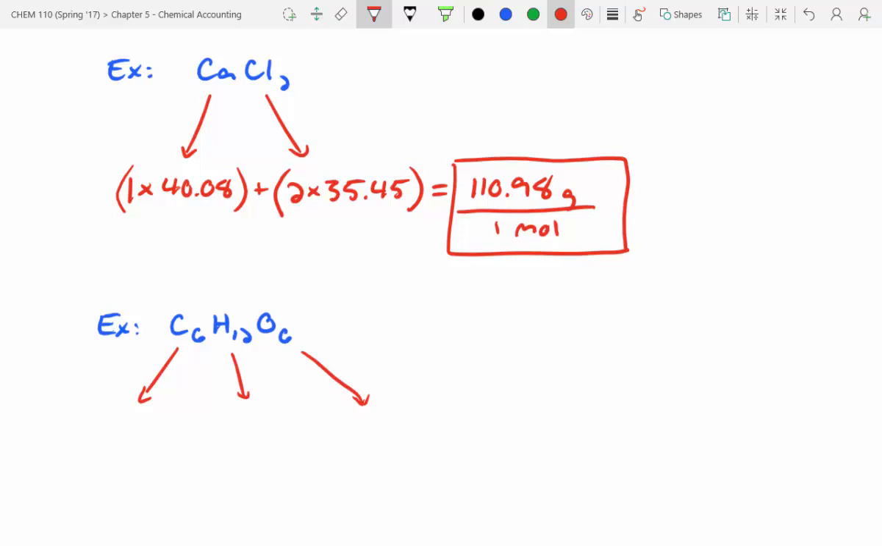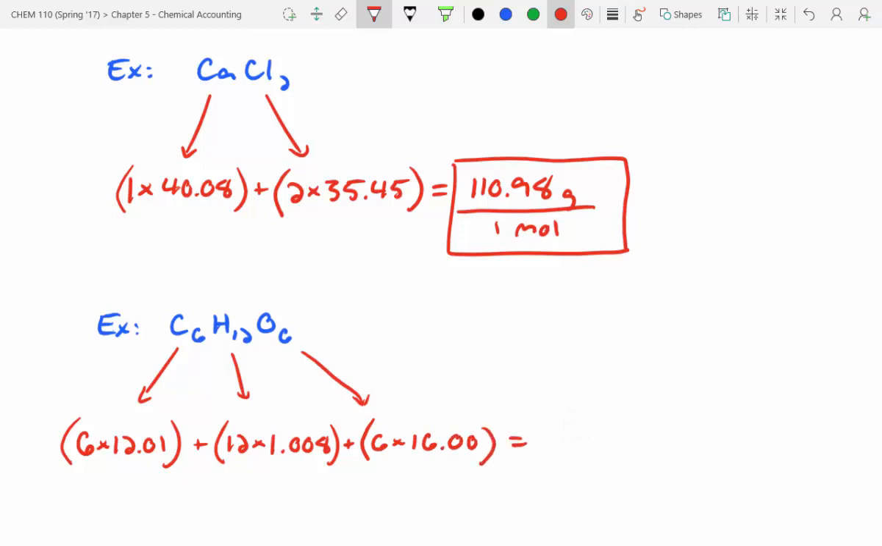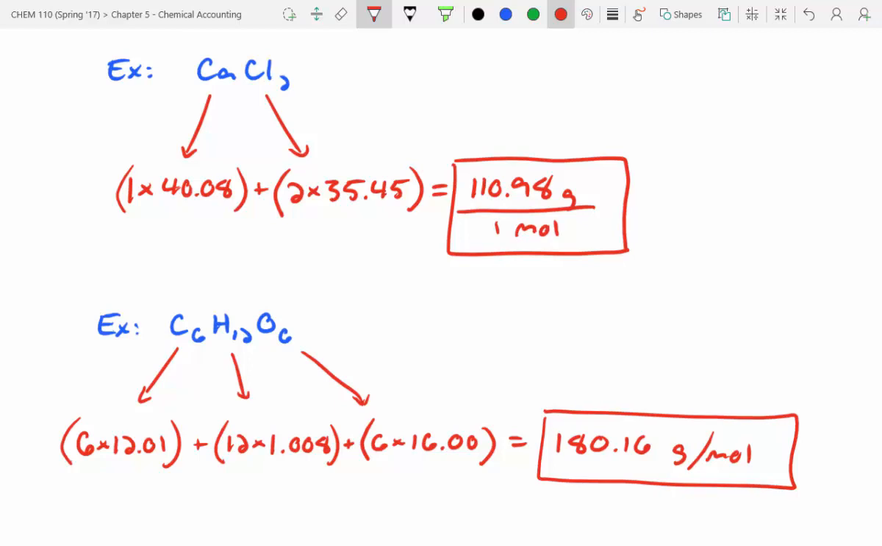So let's check our work. We've got 6 carbons. So carbon is 12.01. We've got 6 of them. We've got 12 hydrogens. Hydrogen's atomic mass or molar mass is 1.008. And then oxygen, we've got 6 of them. And its molar mass is 16.00. And at least according to my work, I'm getting 180.16 grams per mole. Does that make sense?